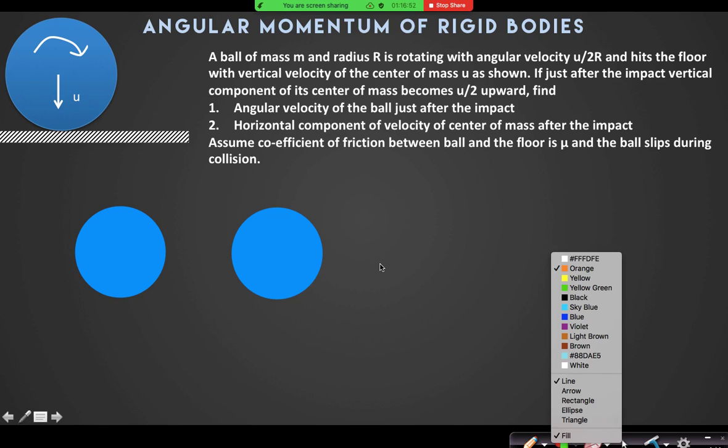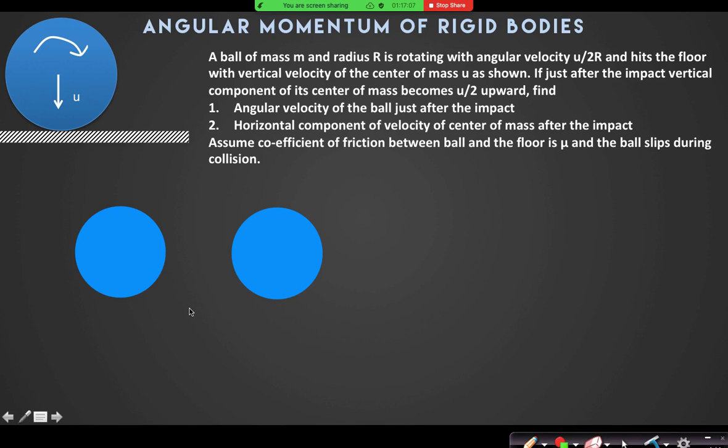All right. So, the horizontal component of velocity. Look, the initial velocity is u in this direction. The final velocity upward is u by 2. Suppose the final horizontal component is v.